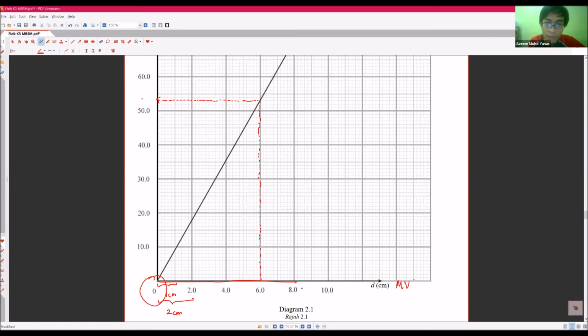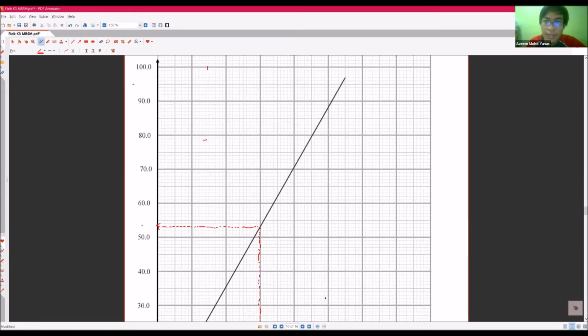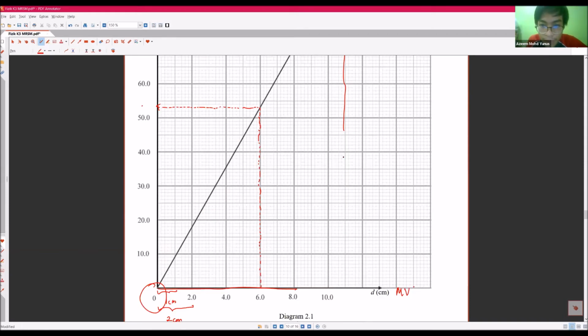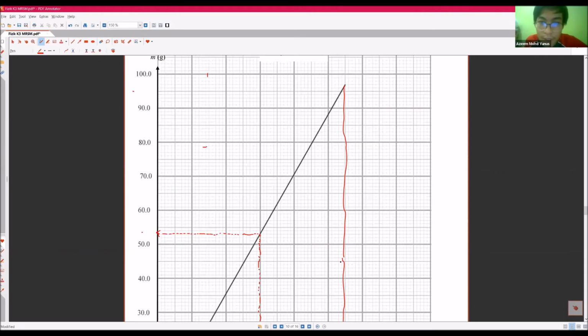This is sufficient, but I like to go further. Just use all of it. Make sure you draw it using your ruler. Yeah, this is better. You just do all of the graph, for a more accurate result.